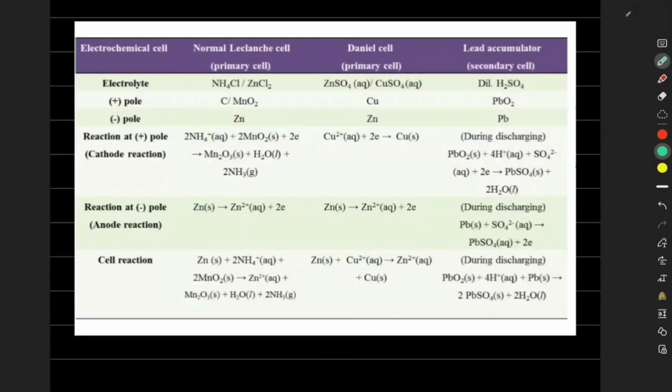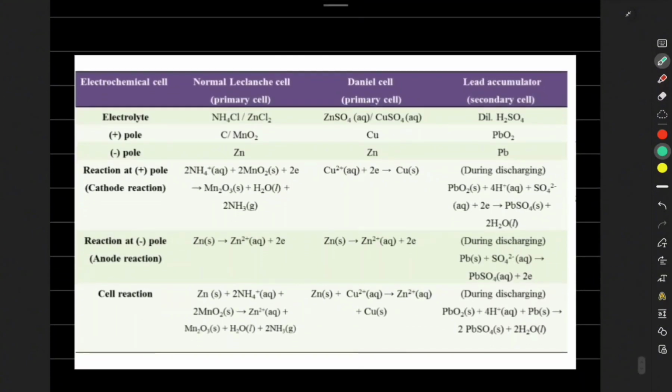This is the summary of different types of electrochemical cells and their electrolytes, positive pole, negative pole, and their cathode reaction, anode reaction, and cell reactions. You can take a screenshot now. We learned about galvanic cells. That's all for galvanic cells.